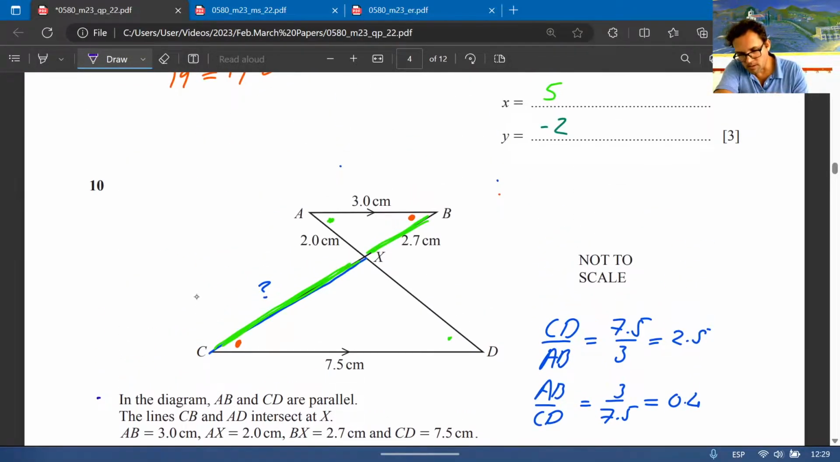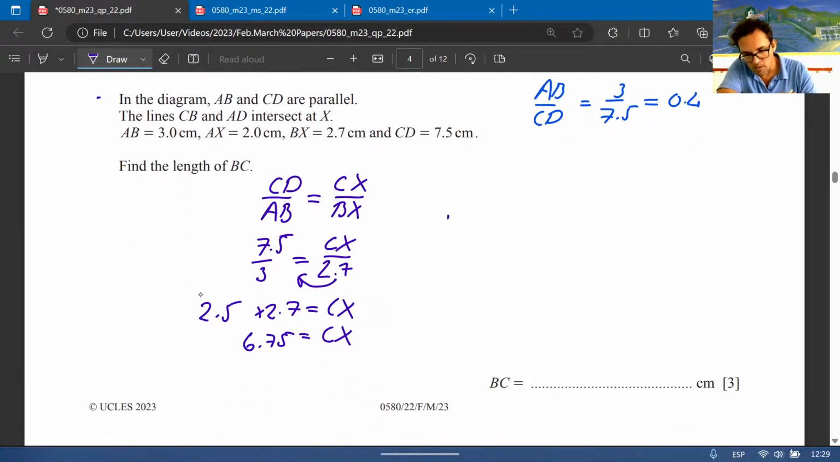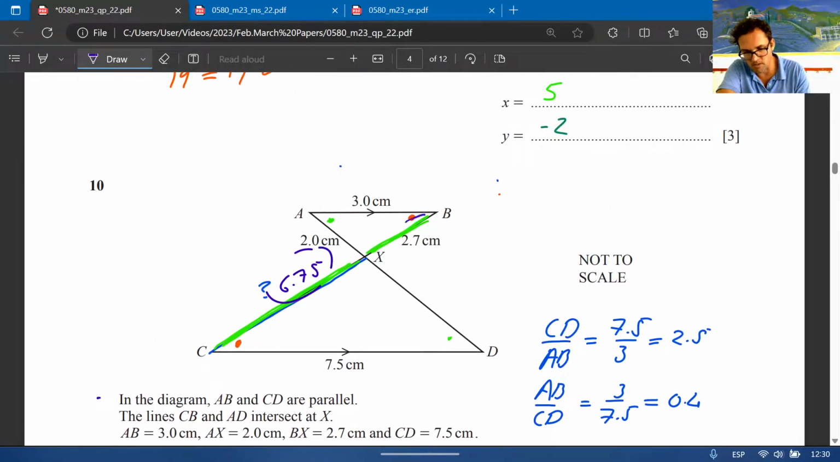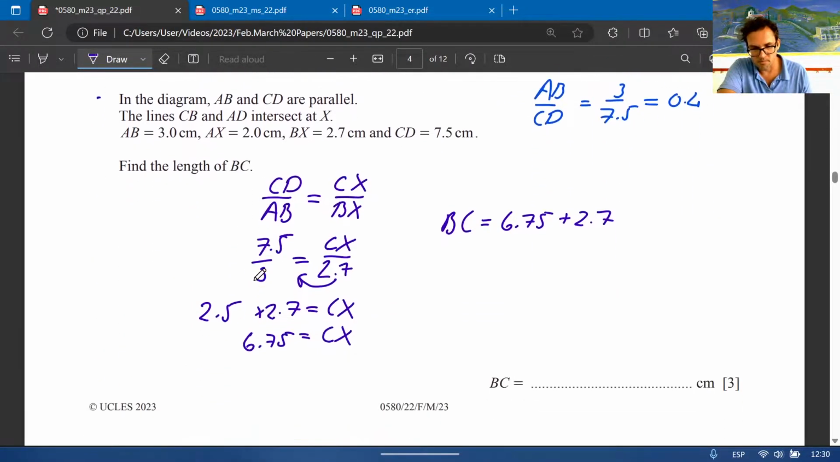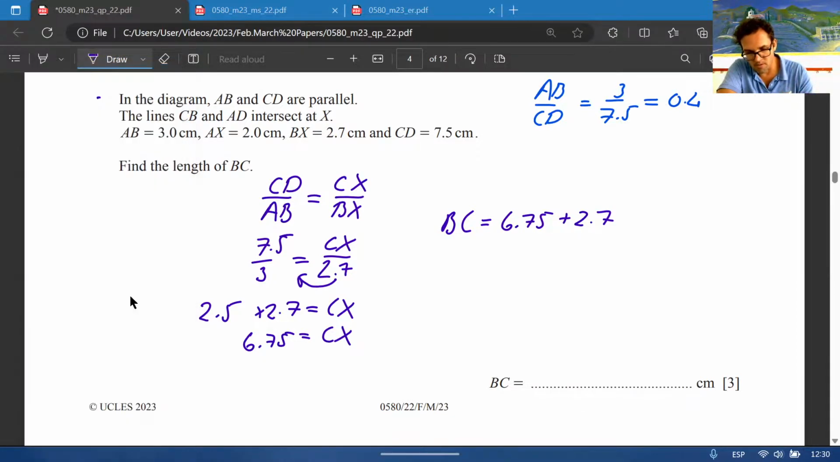Right, so we know this is 6.75. But we don't want to know CX, we want to know BC. So BC, of course, will be 6.75 plus 2.7. Just adding these two values together. Don't complicate things. We just add it up, and you get 9.45.